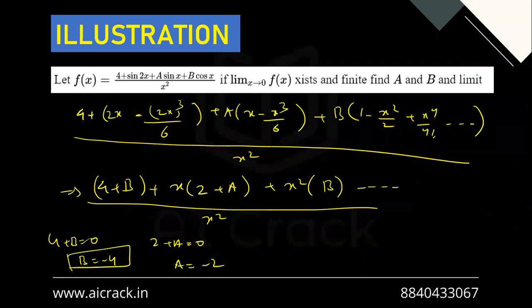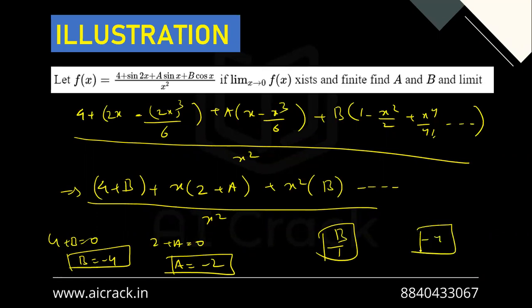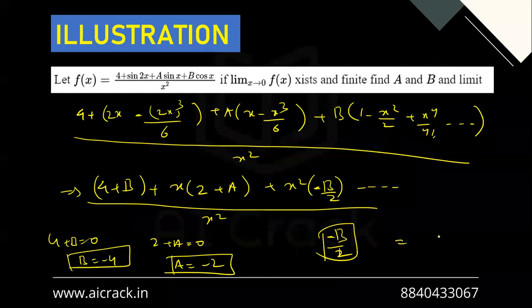So we got the answer of a and b from here. And the limit would be the ratio of the x square coefficient to 1. So b is minus 4, so we'll be getting minus 4 as the answer. Oh, sorry, minus b by 2 would be here. The coefficient of x square is minus b by 2. So we'll be getting minus b by 2 over here. So that would be 2. Yes, 2 is the answer.